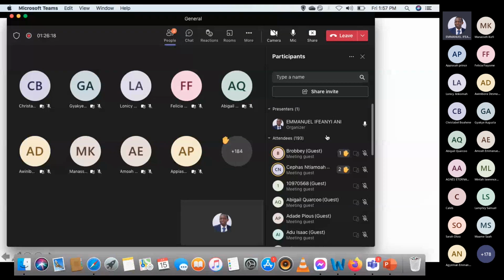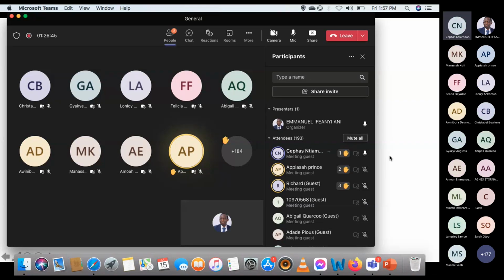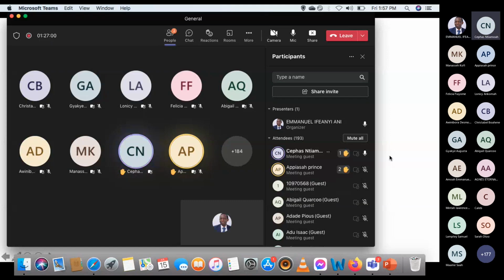Robert has his hands raised. Cephas. Cephas and Prince. So we'll begin with Cephas. Yeah, Cephas, you can go ahead. You need to unmute your mic. Please, can we get one example of the real disagreements, real disputes? Well, we gave you one, unless you hadn't joined when you saw it. Okay.